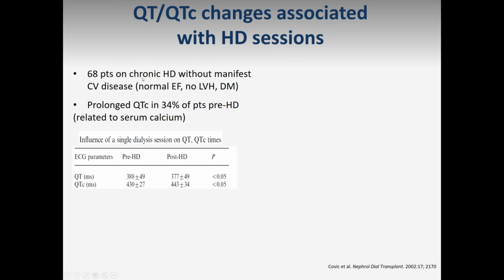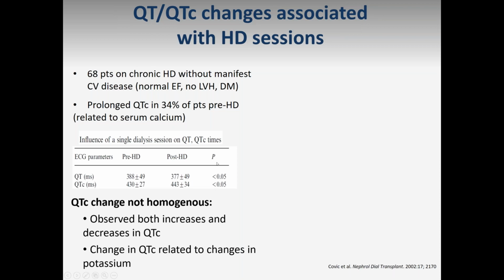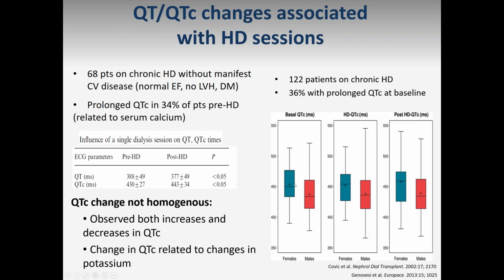It's been shown in very small studies of 68 patients on chronic hemodialysis who don't have any evidence of heart disease that prolonged QT is actually evident in 34% of patients, and that was related to serum. What was interesting was when they took a look at pre-dialysis, there seemed to be a little bit of a difference; post-dialysis, when it was corrected, it increased slightly. What was interesting was that it wasn't related to changes in potassium, but there were definitely differences when it was done at baseline, then during dialysis, and at follow-up. So there seemed to be some evidence of worsening QT after dialysis. However, the numbers are very, very small.